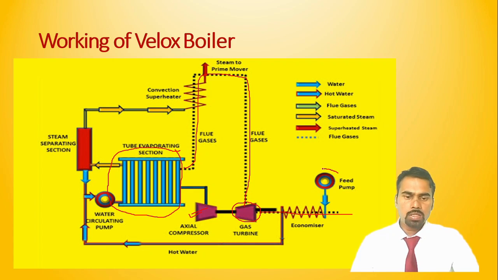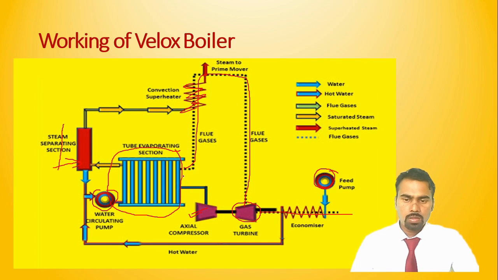Then this is a feed water pump. This coil is the economizer coil. Then here a feed water circulating pump is there. Then the next component is the steam separating drum, or we can say boiler shell. After this, here it is a superheater coil, which is placed in the path of flue gases.